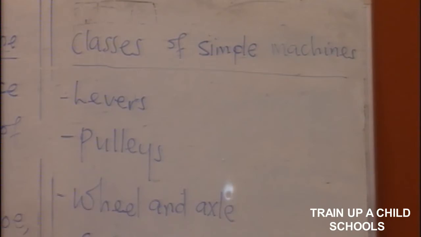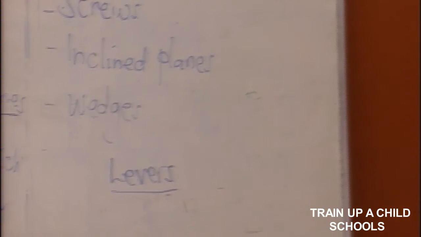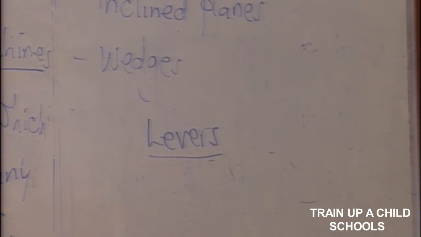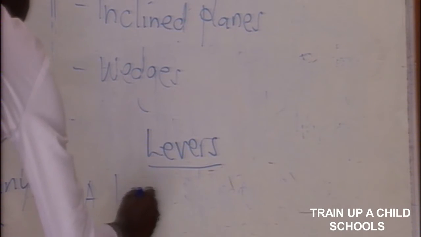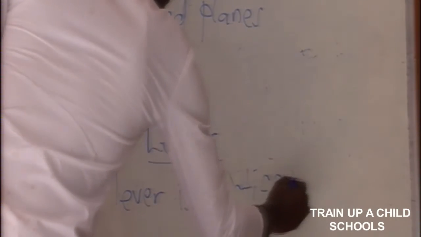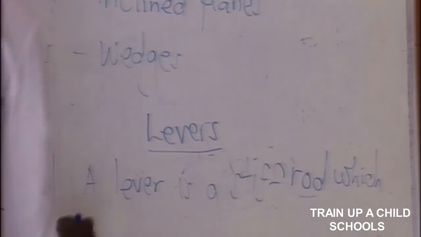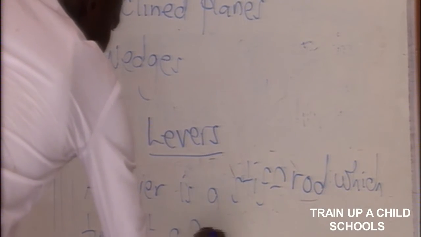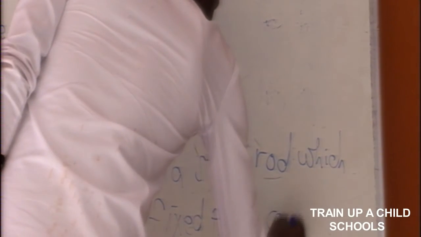Now we want to actually start with levers. We want to start with levers before we look at these others. So we want to actually begin by defining what a lever is. A lever is a stiff rod which turns at a fixed point called fulcrum.